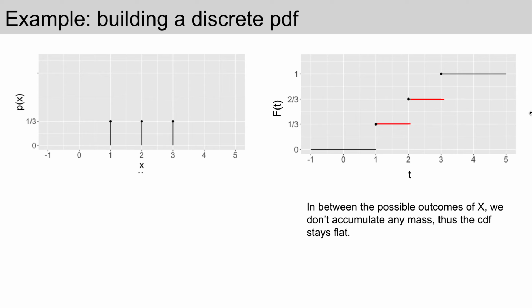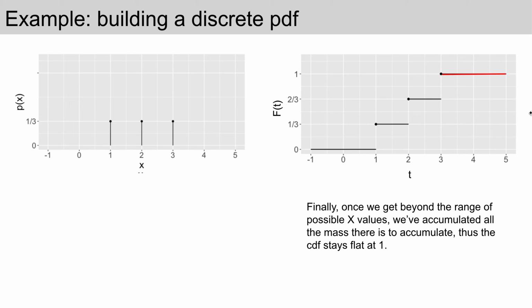In between the possible outcomes of x, we don't accumulate any mass, thus the CDF stays flat. Finally, once we get beyond the range of possible x values, we've accumulated all the mass there is to accumulate, thus the CDF stays flat at 1.